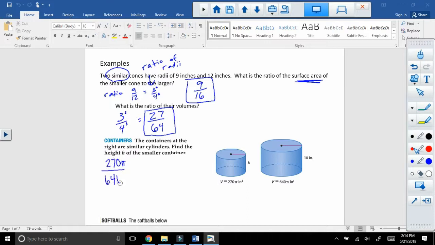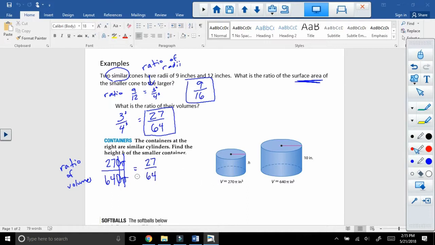These are the volumes. I would simplify this first. This is the ratio of the volumes. And simplifying this is maybe easier than what it looks. The pi and the pi will cancel out. I would go ahead and cross off those zeros, dividing each by 10. The ratio of the volumes is 27 to 64.